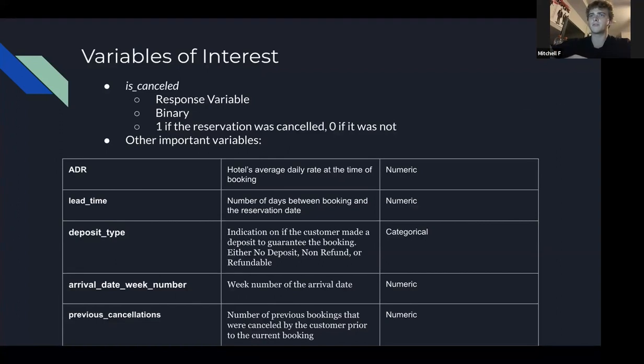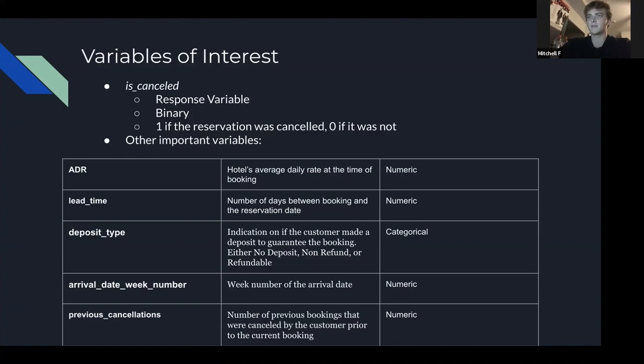Our variable of interest is canceled. That's our response variable. It's a binary variable: 1 if the reservation was canceled, 0 if it was not. And some other variables that we initially thought were important to our model or our question. ADR, the hotel's average daily rate: how much money are they making a day at the time of booking?